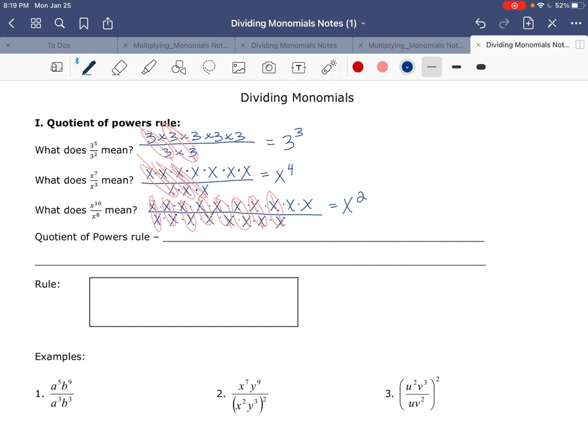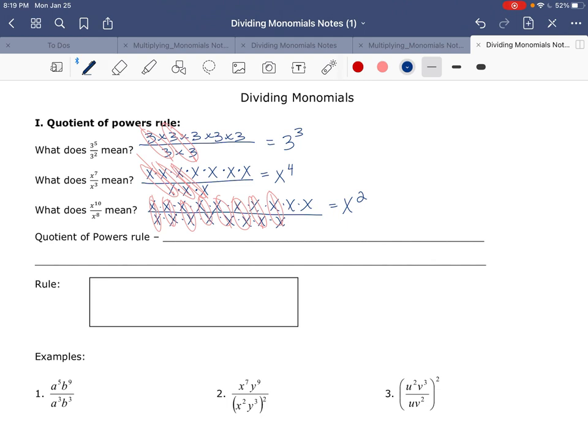I want you guys to take a look at the simplified answer and the original problem and come up with a hypothesis of what you think the rule might be. So go ahead and pause it, let your brain think a little bit, and unpause it whenever you're ready. Welcome back, you guys. I hope y'all are able to figure it out.